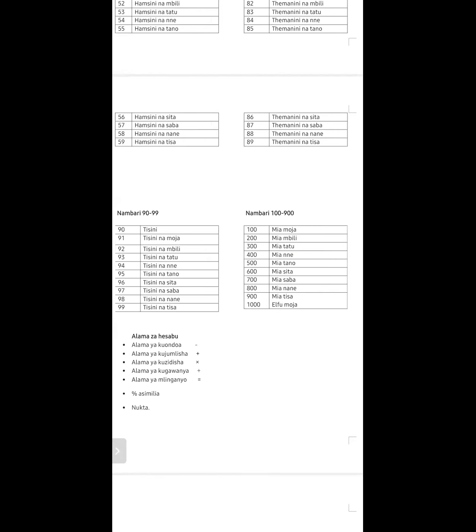1,000 is elfu moja. Not the other numbers like milioni moja, laki moja, we have a trilioni, milioni, and then others. So we are going to look at other numbers as we progress to the other classes. But for now, this is what we are looking at. So know that the numbers that are more than 100, it is mia moja, mia mbili.